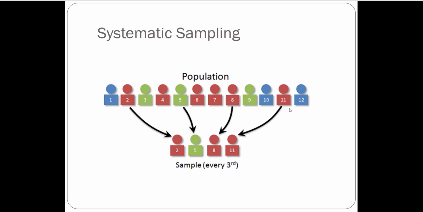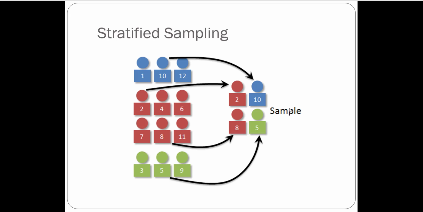And now you notice here that none of the blue people got selected into this sample. This is one of the downsides of simple random and systematic sampling: we might miss groups that we have an interest in within our larger population. And that's where stratified sampling comes in.